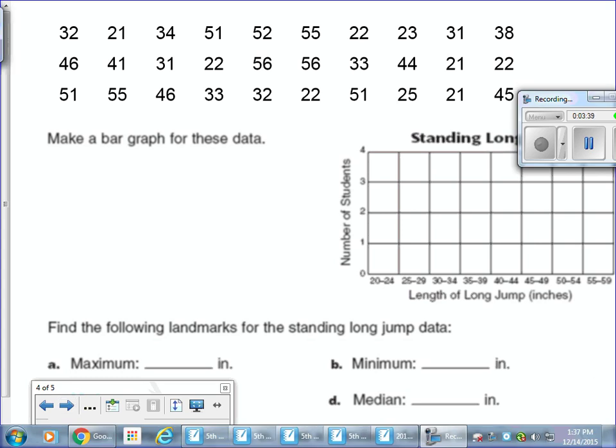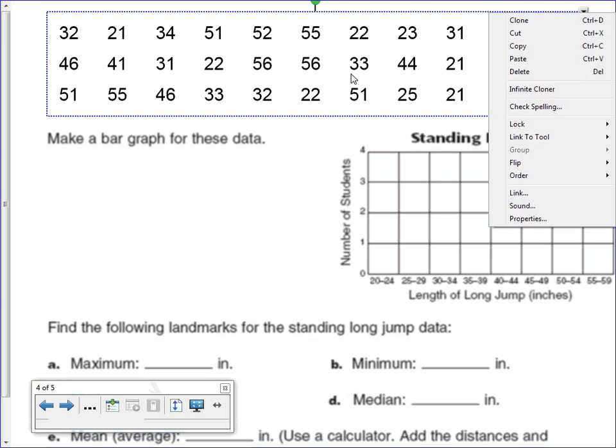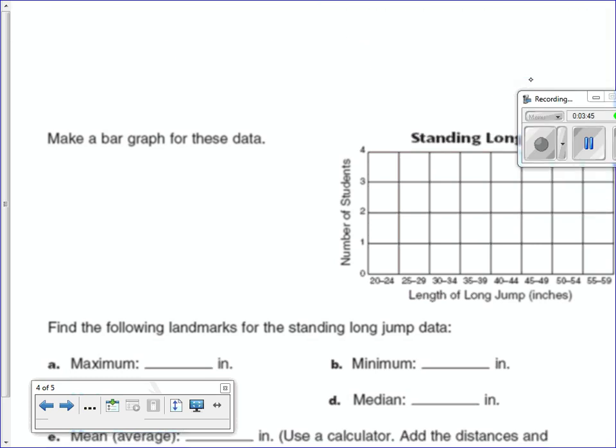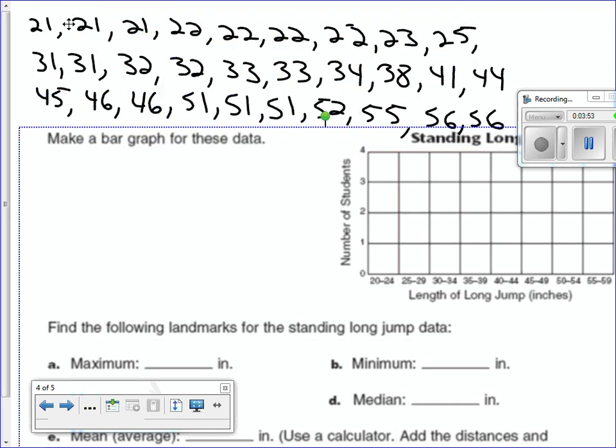Here's one reason to hang on to your scratch paper. So here's all those same numbers. I'm going to take these numbers, I'm going to get rid of them, and I'm going to take my numbers from the previous page. So here's my scratch paper, like what you would have, okay? So we're going to work with these numbers here. So I'm going to make a bar graph here.